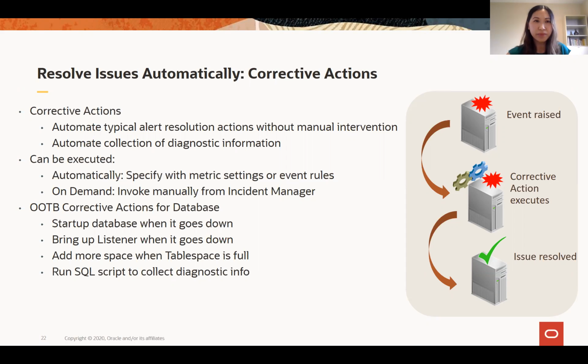Here are some examples of out-of-the-box corrective actions for database targets. For example, you can start up a database, when it goes down, automatically using a corrective action. Same thing with the listener. We have a corrective action that can start a listener should it go down. There's a corrective action to add more space when the table space is full.